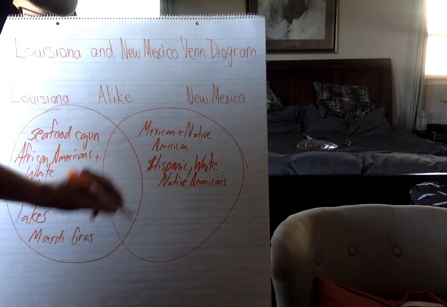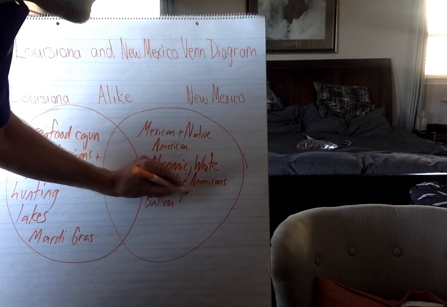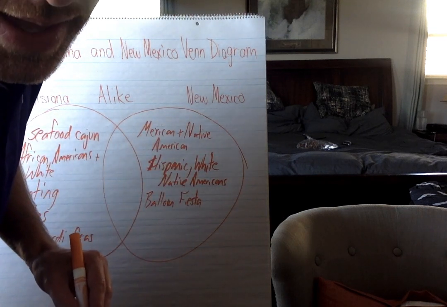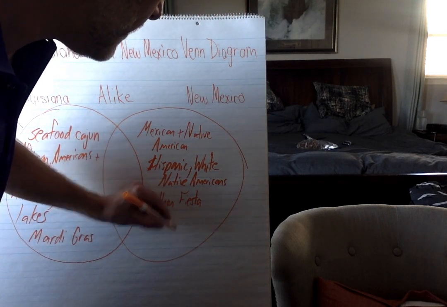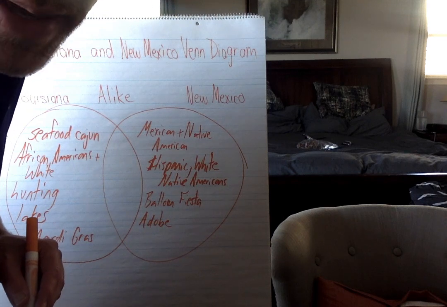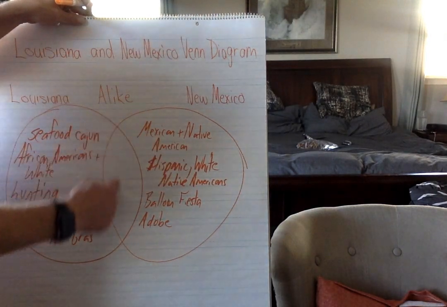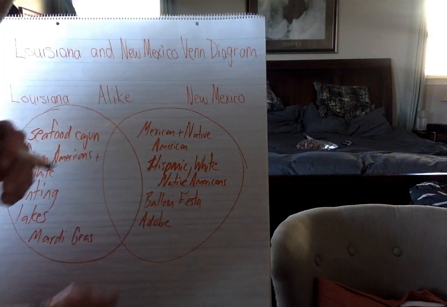There is a festival here. We call it the Balloon Fiesta. And we have adobe houses. Not many other states have adobe houses. But now that we've talked about ways that we're unique, in the middle we're going to talk about how both of these states are alike.